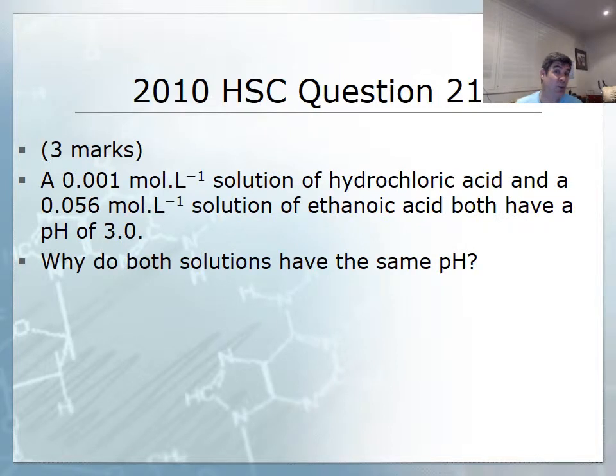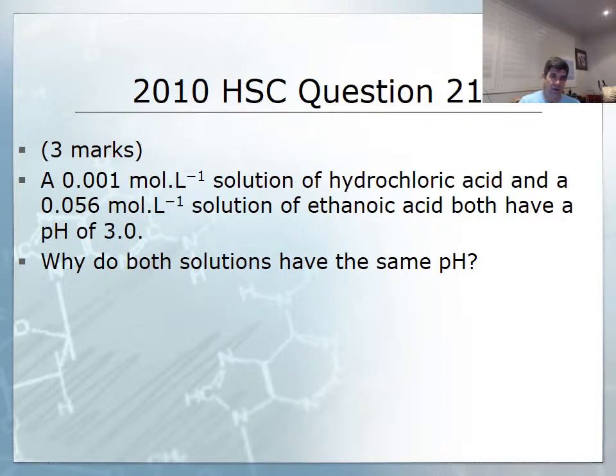But for now, I'm going to ask you a question. And this one came out of the 2010 HSC, and it was question 21. For 3 marks, you were told that a 0.001 molar solution of hydrochloric acid and a 0.056 moles per litre solution of ethanoic acid have the same pH. Why do they have the same pH?